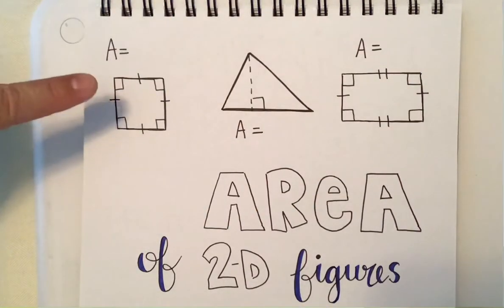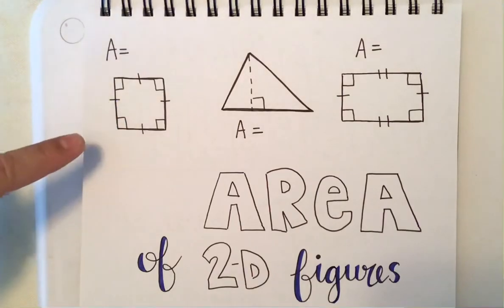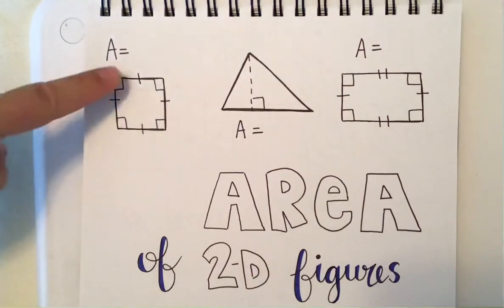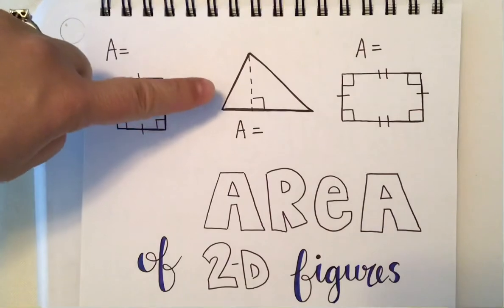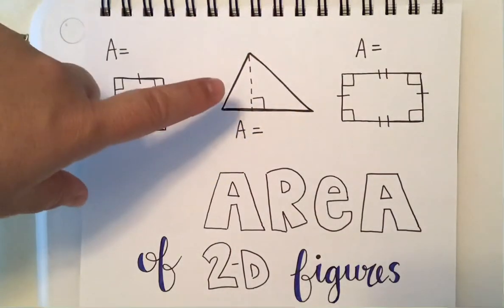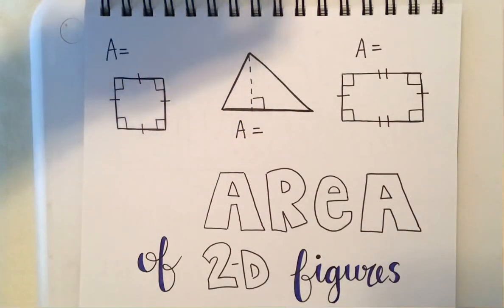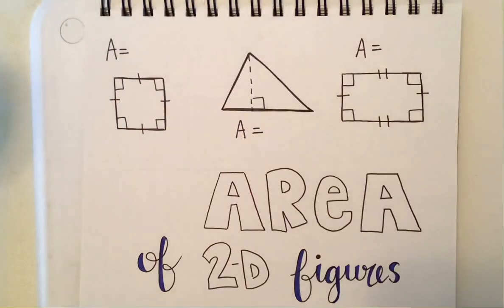So here we have a square. I know it is a square because it has 4 right angles, okay? Then we have our area of a triangle, really basic, and then we have our rectangle, okay? So let's focus on remembering these first, and then we will move on and we will do the parallelograms and a circle and even a trapezoid. But right now we are going to focus on area of a square.